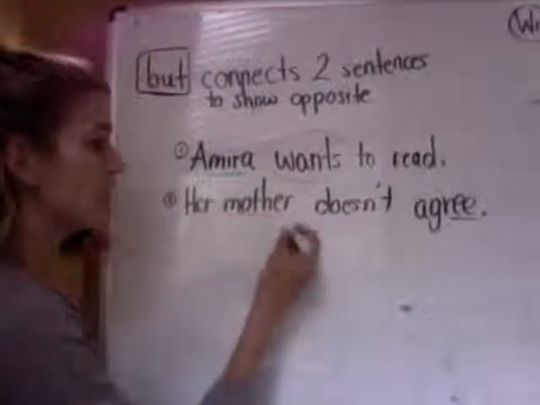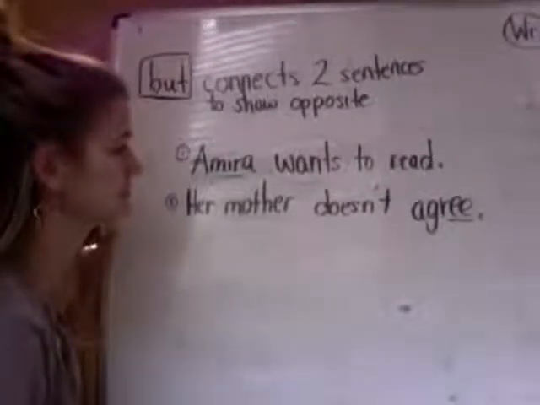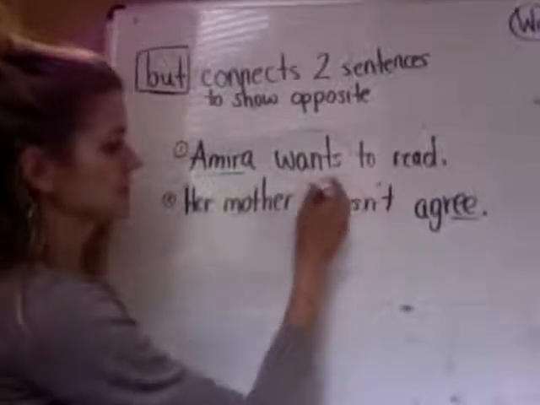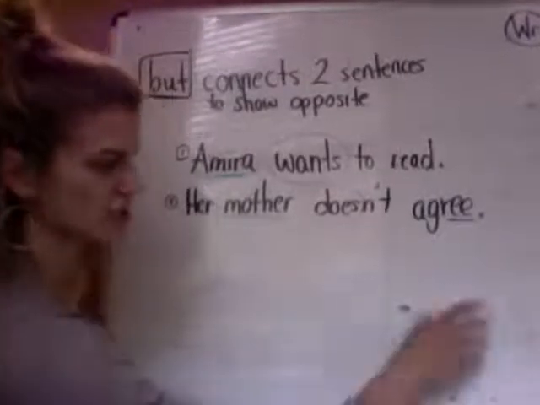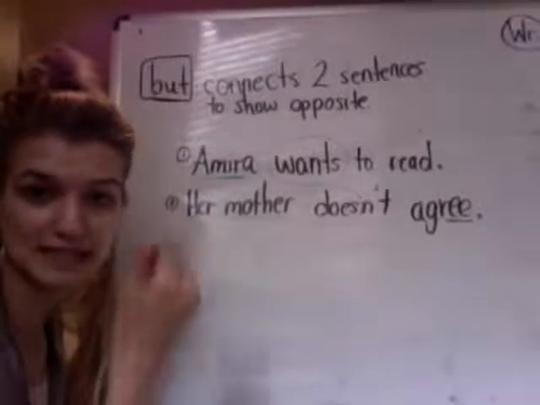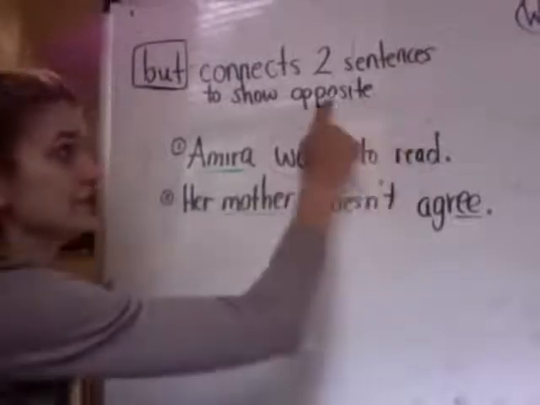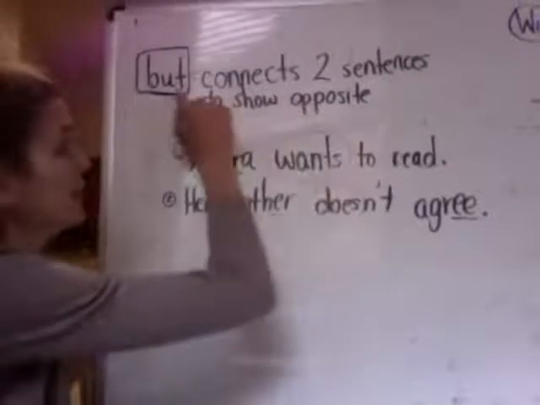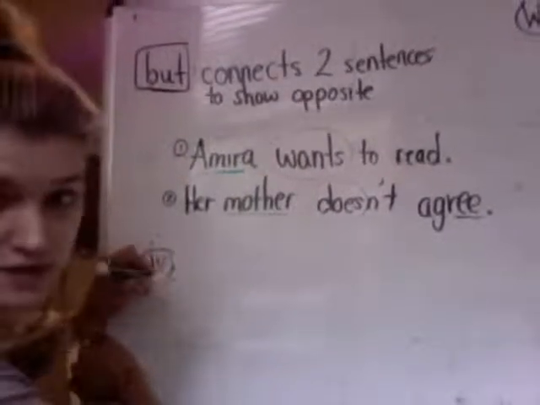It's all about mom. And what is mom doing? She doesn't. She's doing something. This is all kind of like the verb. But this tells me I have 2 complete sentences. Amira wants to read, her mother doesn't agree: these 2 sentences are opposite in idea. And you're going to connect them with but. And I'm still going to write, Amira wants to read.